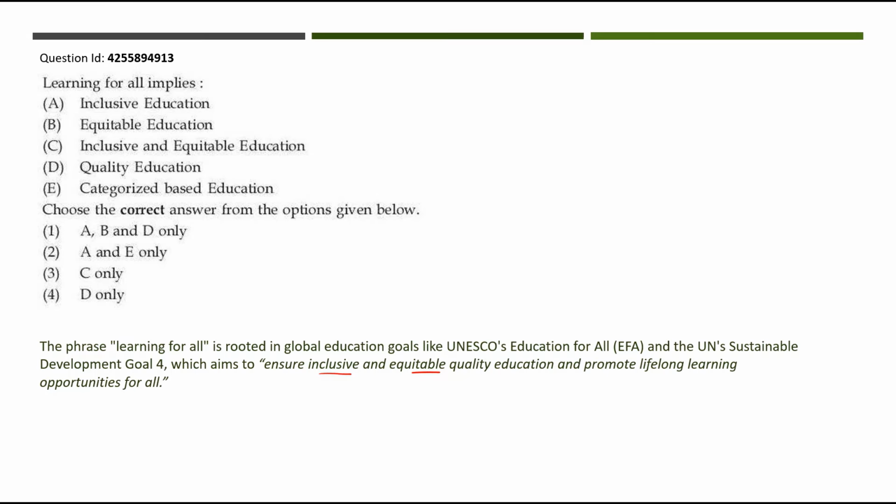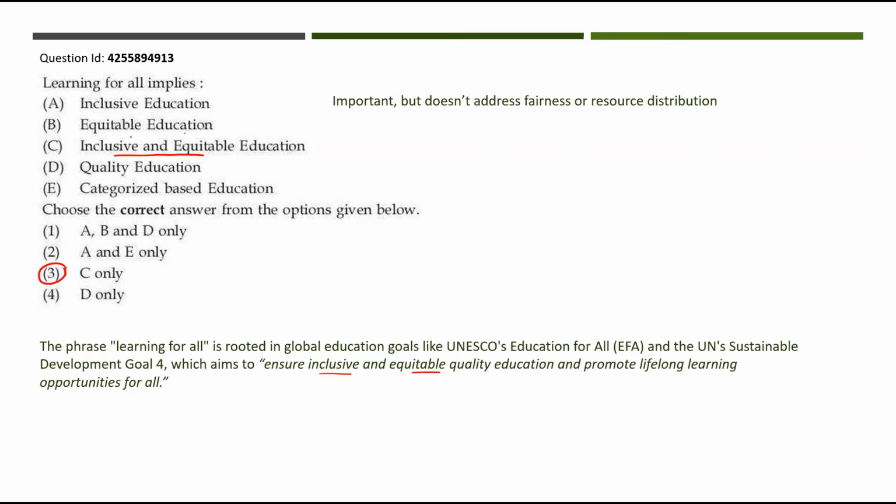Here we have two key terms, inclusive and equitable. Since we have both the key terms in the same option here, we will go with option number 3, C only, as the right answer. Now we will understand why A, B, D, E are not working out for this particular question. Actually, we can say A, B as the answer, but there is no option as A and B. In C, they have given both the key terms together, and so we are moving with C.